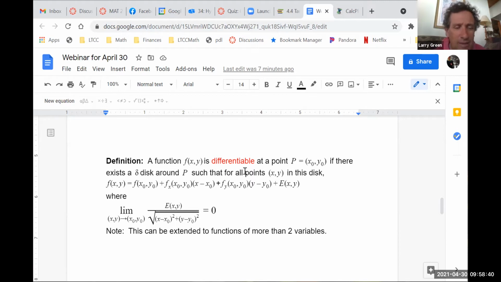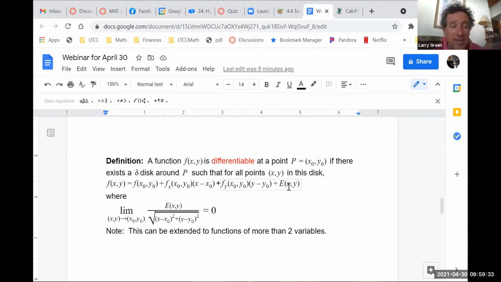A function f of x, y is called differentiable at a point x naught, y naught, if there exists a disk around P. Remember, when you looked at differentiability before, you had to go from the left and the right and get the same thing. Here there's no left and right, since we're in 2 dimensions, but we can talk about a disk. So instead of left and right, we take a disk around the point such that for all points x, y in the disk, f of x, y is equal to the tangent plane, the first 3 terms, plus some error.